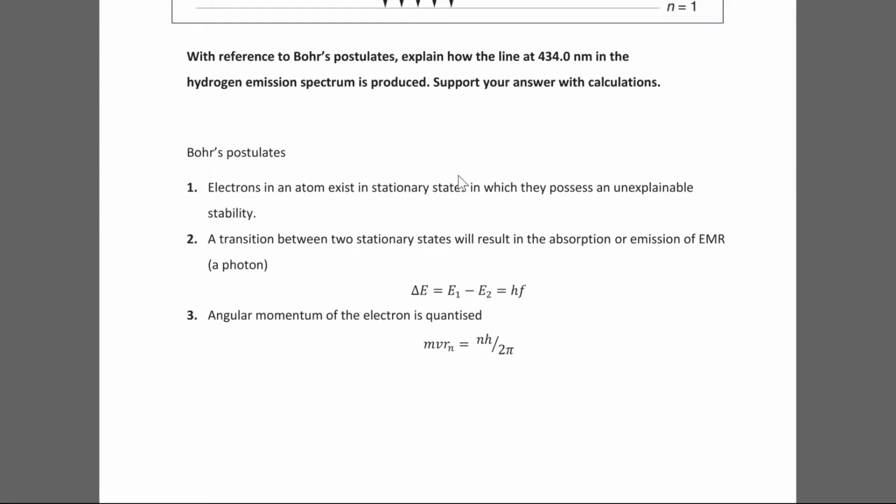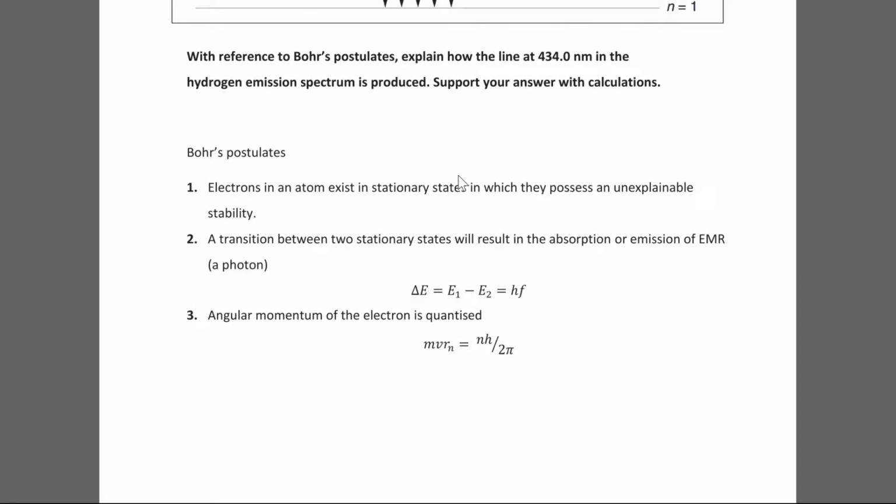So the first one says, electrons in an atom exist in stationary states in which they possess an unexplainable stability. Now, just to clarify, it's no longer unexplainable, but when Bohr did it, he didn't get why they were in stationary states and why they were fixed in these fixed orbits.